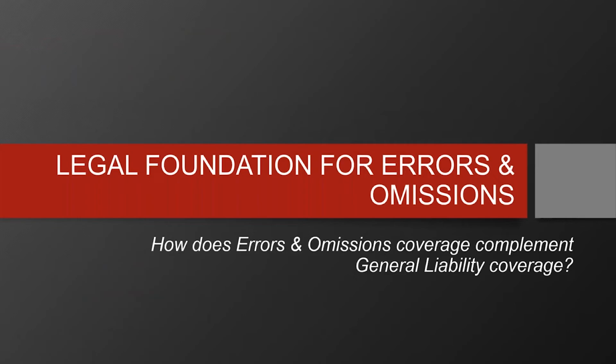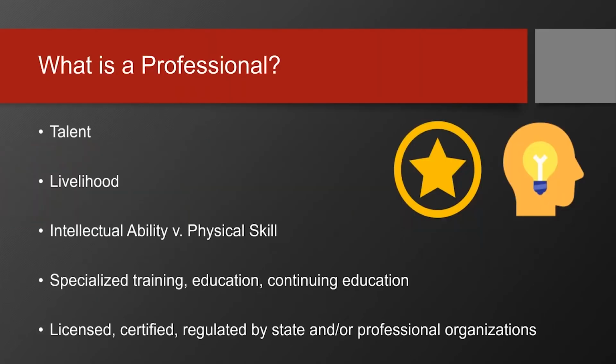So that all being said, what's the legal foundation for errors and omissions? How does it complement GL? So really what you first have to look at is, what's a professional? A professional is someone who has a specialized talent, someone who uses that talent for their livelihood. Most often it's an intellectual ability versus a physical skill.